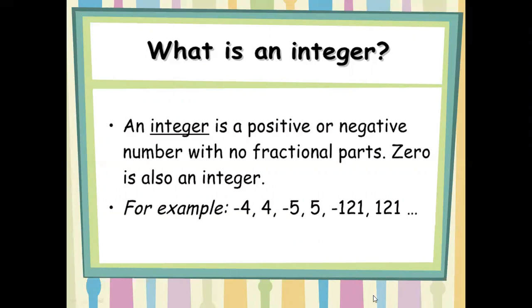The same with -121. This is a negative number because they have specified it with a negative sign. But 121 is a positive integer because we don't usually write plus 121. The plus is invisible, which means if there is no sign, you have to realize that it is a positive number. That's the mathematical concept of integers. So what is an integer? It's a positive or negative number with no fractional parts, and 0 is also an integer.